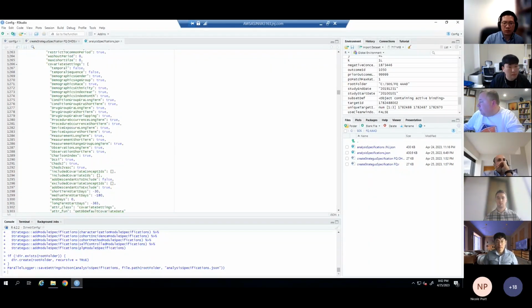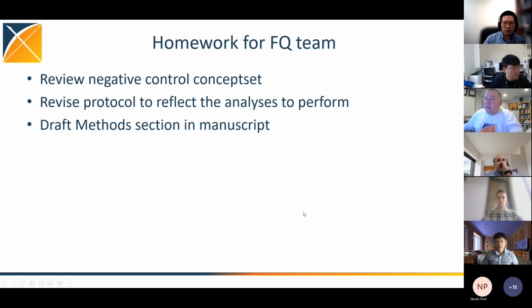So the task we have to finish up today, and I apologize that I'm a couple of minutes late, there's some homework that I have for all of you who are participating in the fluoroquinolone study. I've created a draft negative control concept set. I need you guys to review that. I'll provide the concept set ID that's in the Atlas demo version, so y'all can just take a look and see if you're okay with it.